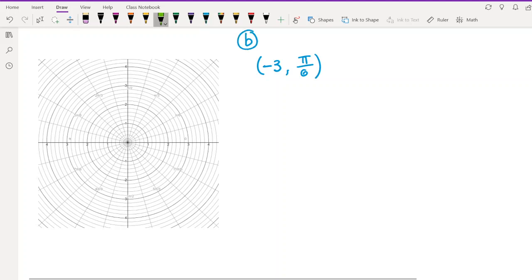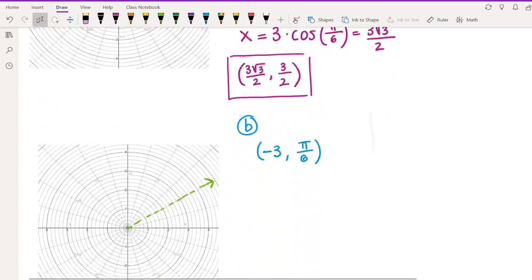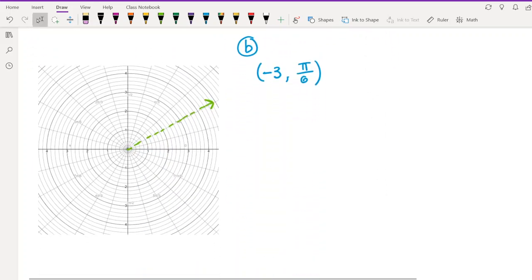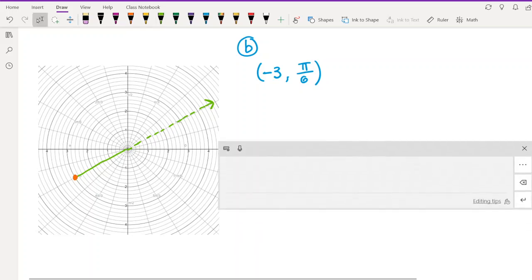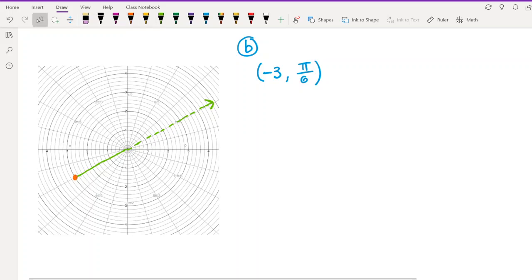So the way we start this off is the same. We go to our angle. We say, okay, we have an angle of pi over 6, so that's going in this direction. But then because our r value is negative, we're not going to put our point the same place we did here. We're going to go in the opposite direction. So the point is going to be 3 in the direction going away. So it'll be 3 going this way. And so our point will end up being here instead of where it was on the previous question.